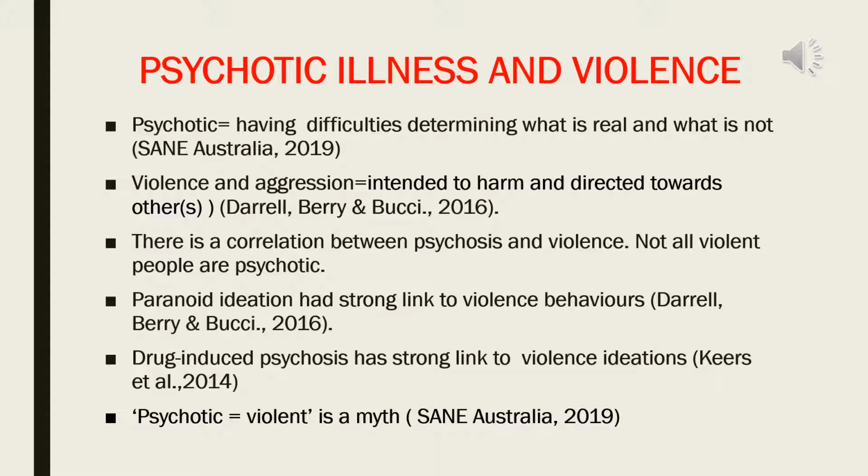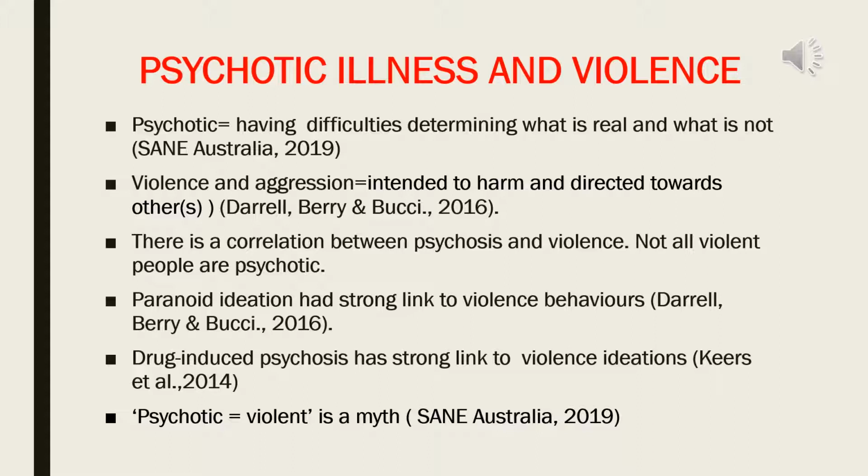Psychosis can be transient or can be chronic. Psychotic clients can experience hallucinations, delusions, and disorganization in their behavior and thinking. Violence and aggression are behaviors that are intended to harm and are directed toward others. There is a correlation between psychosis and violence. However, not all violent people are psychotic.